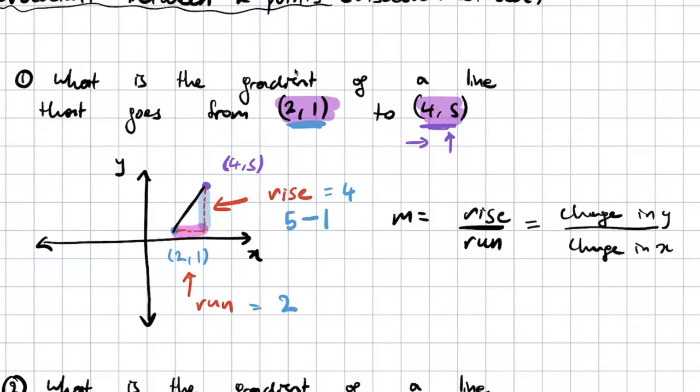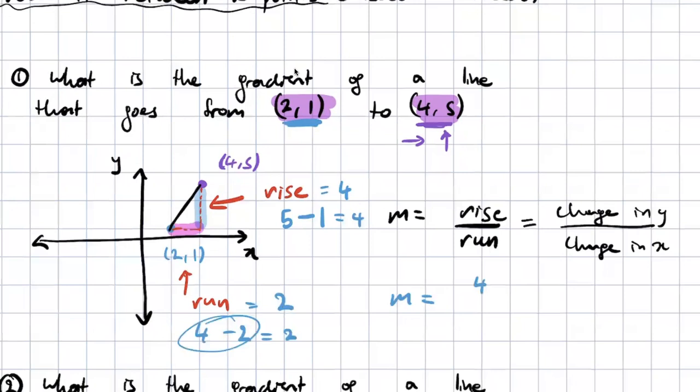So we know our run is going to be 2 there. But if you have a little bit of a look, and I take my higher value and I subtract my lower value in the x coordinate, I also get the value of 2, as you can see. So what we're thinking of when we calculate our rise and our run, we're just subtracting the y values and subtracting the x values. Now, putting this into our formula, our rise is 4, our run is 2. Simplifying that down, we have a lovely gradient of 2 to work with. So the gradient of that line is just 2.